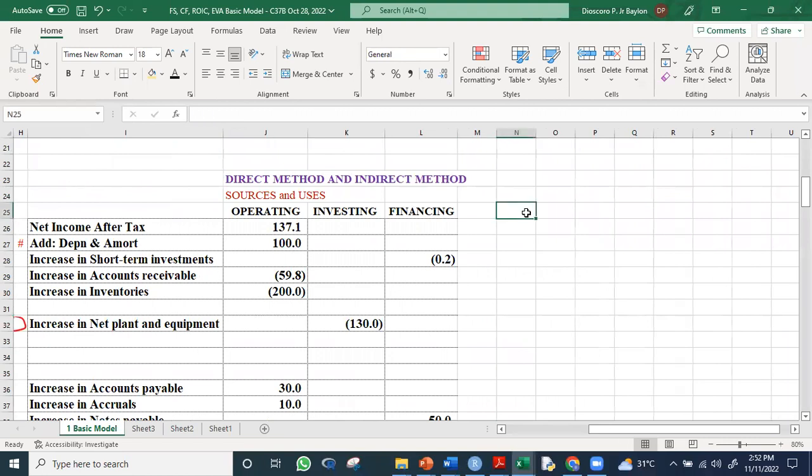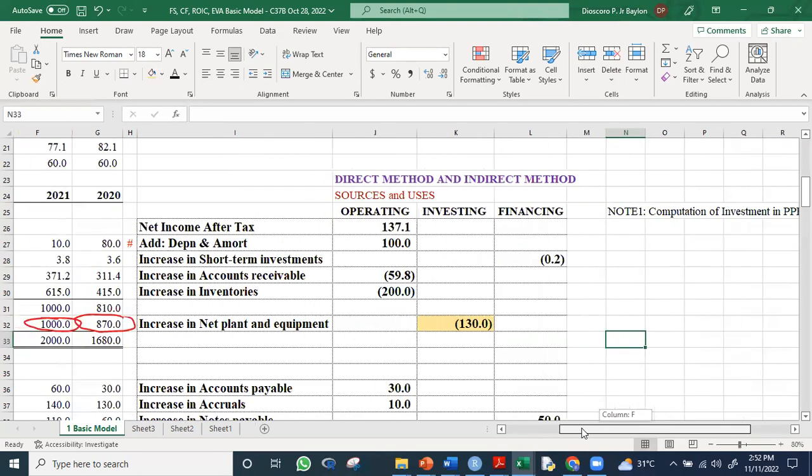Let me say note 1, computation of investment in PPE. Okay, so that's what we need. We need to compute for the investment in PPE, and we need to put it here. Okay, so I'm now saying that this one is wrong.